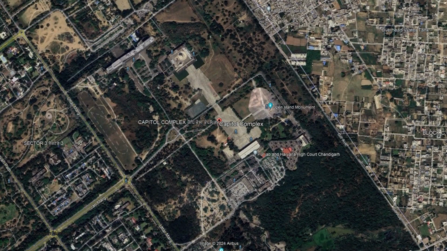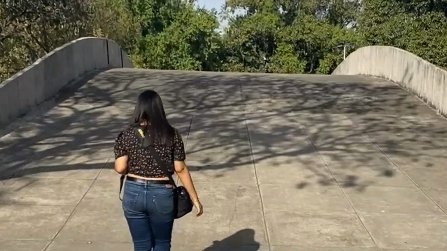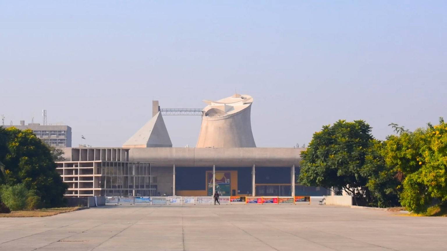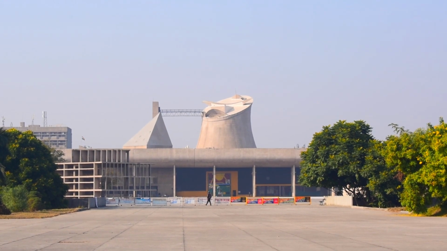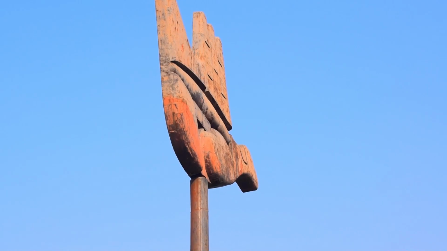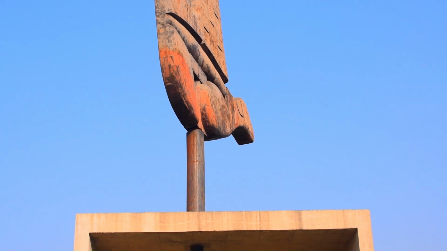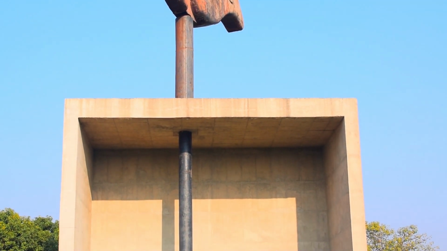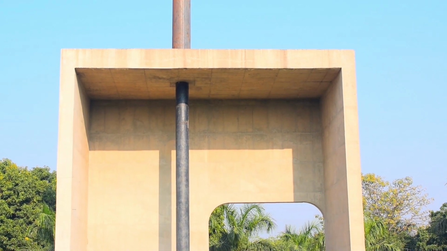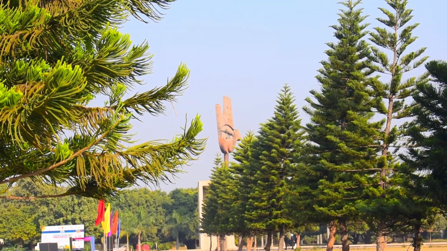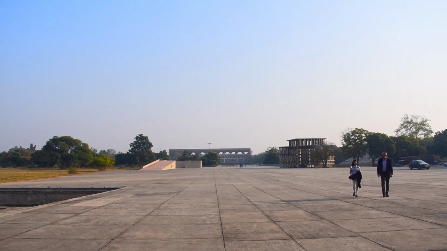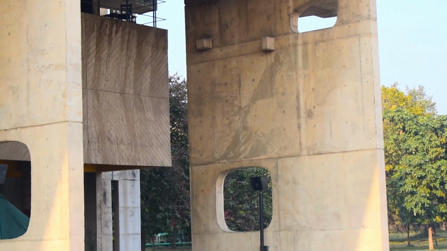The Capitol Complex comprises 3 architectural masterpieces: the Secretariat, the High Court, and the Legislative Assembly, separated by large piazzas. The open hand, the official emblem of Chandigarh, a massive metallic sculpture representing the city's motto of open to give, open to receive, is located in the center of Capitol Complex. Visually and symbolically, the Capitol Complex is the focal point of the city.